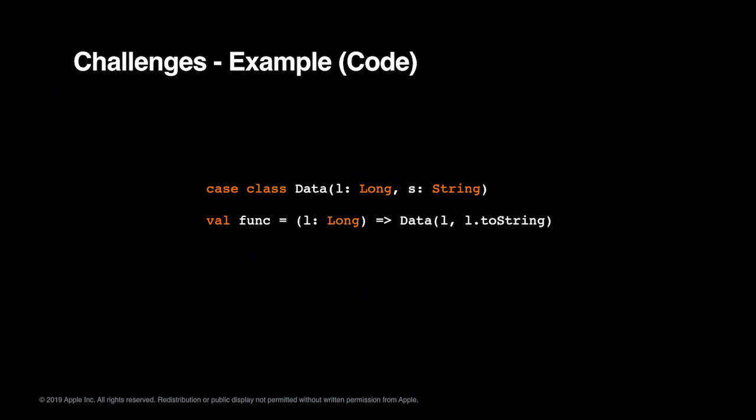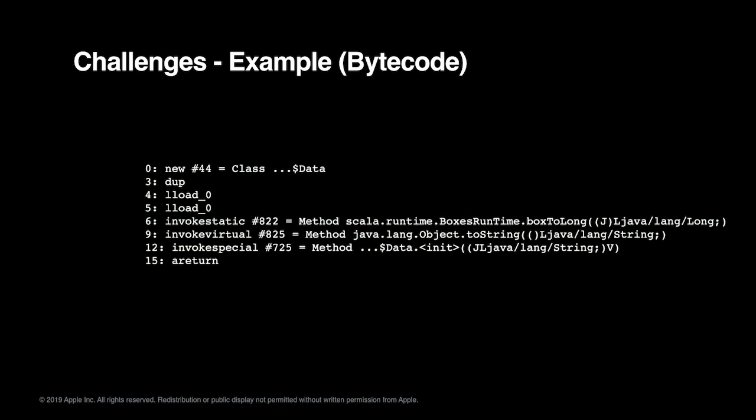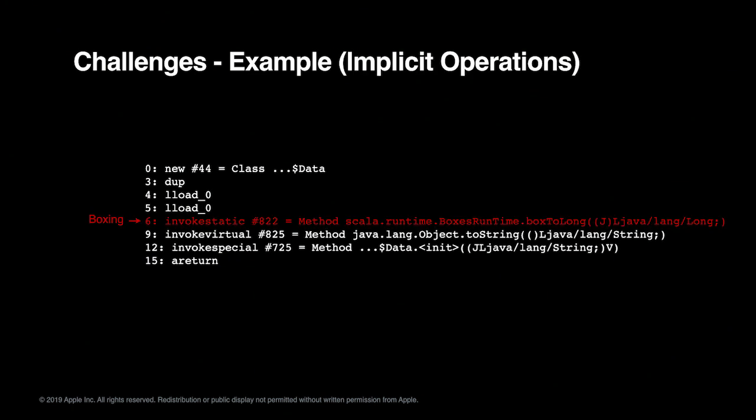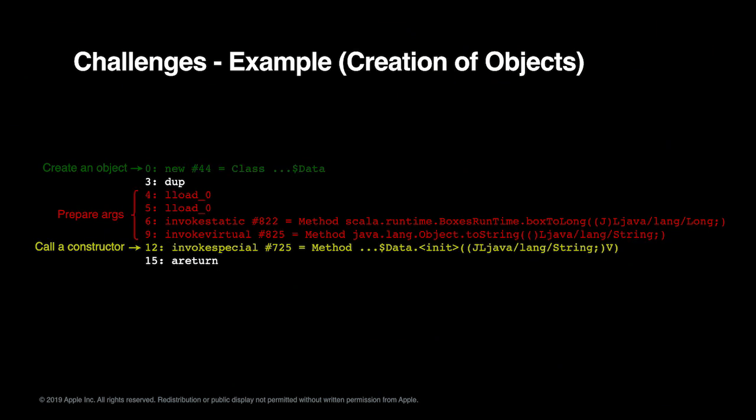Seems very straightforward, right? This is what you will get on the bytecode level for this. So it's immediately clear that it's more complicated. So what used to be one line is no longer one line. And for example, you need to take care of implicit things that you really don't see in your source code, like boxing, for example. Also, creation of objects is not one line, not one command. So first you need to create a reference, push it onto the stack, then you need to prepare all the arguments, and then you call the constructor.